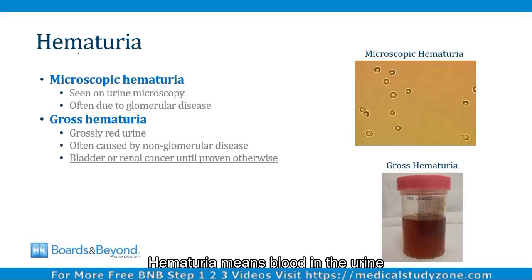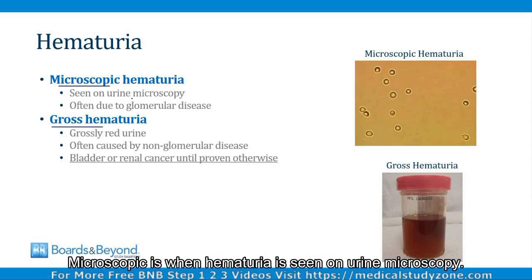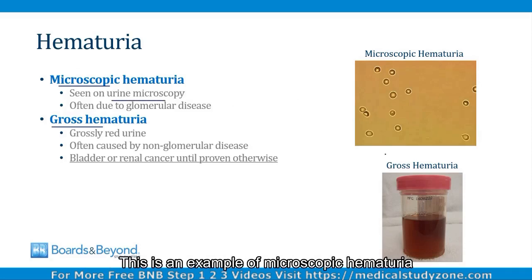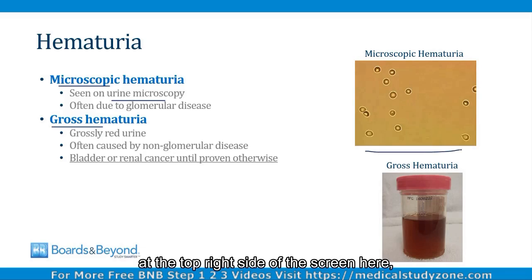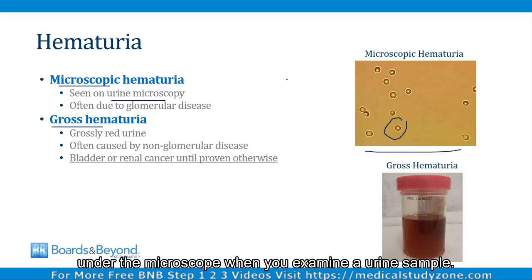Hematuria means blood in the urine, and clinically we classify hematuria based on whether it's microscopic or gross. Microscopic is when hematuria is seen on urine microscopy. This is an example of microscopic hematuria at the top right side of the screen here. These are all red cells that you can see under the microscope when you examine a urine sample.